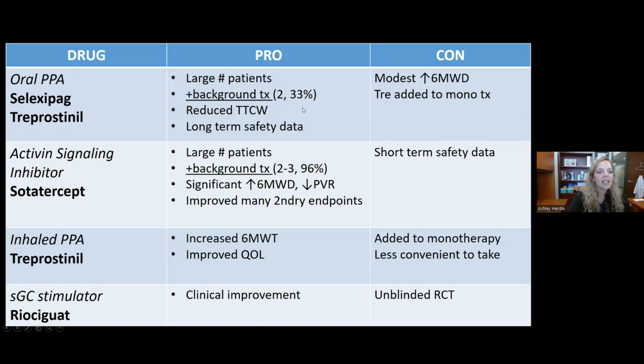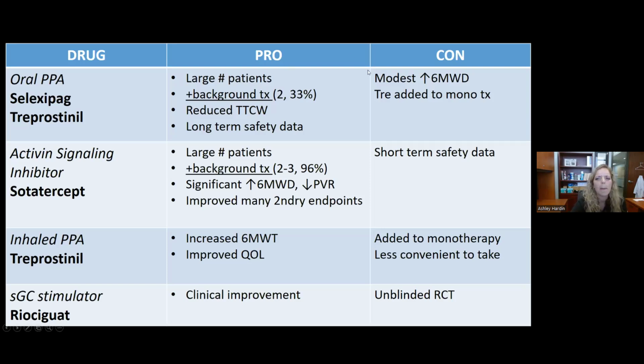So some data that are for oral prostacyclins. They were studied. Those studies involved a relatively large number of patients. A lot of patients, when they added selexipag, at least, not necessarily oral treprostinil, were already on some background therapy. I say a lot, about a third were on 2 oral therapies in the Griffin trial. It reduced time to clinical worsening, and there's long-term safety data, which makes everybody feel better.